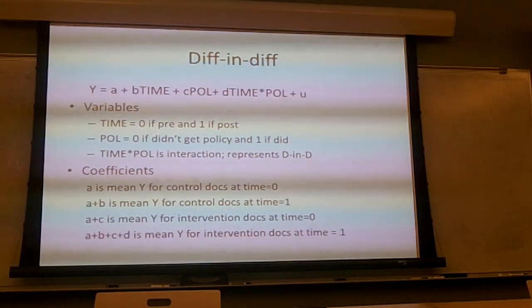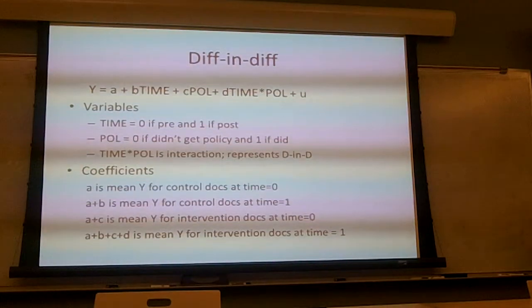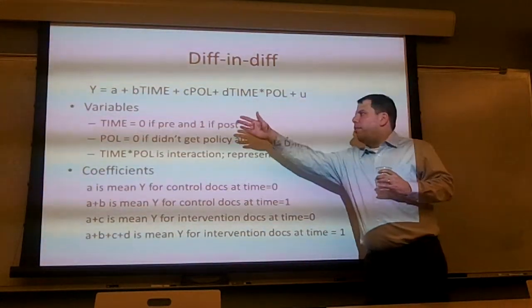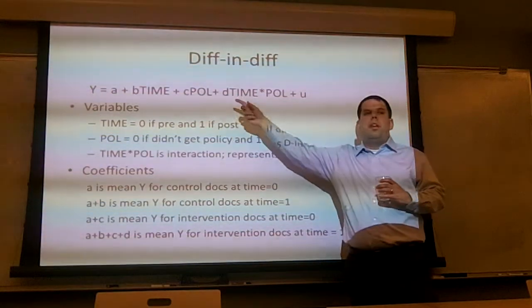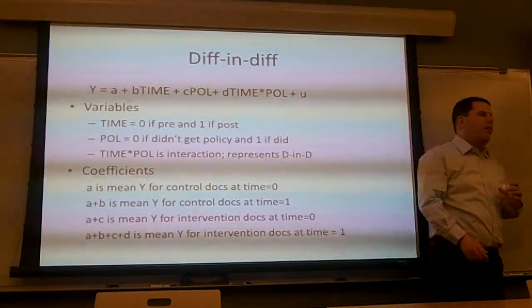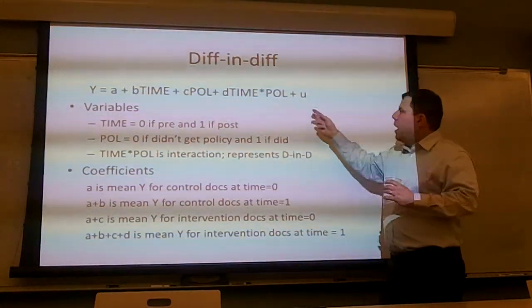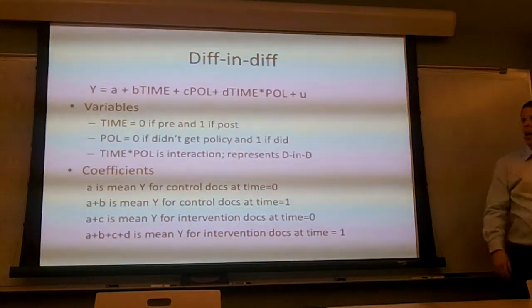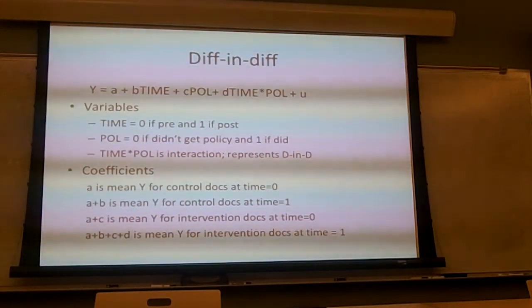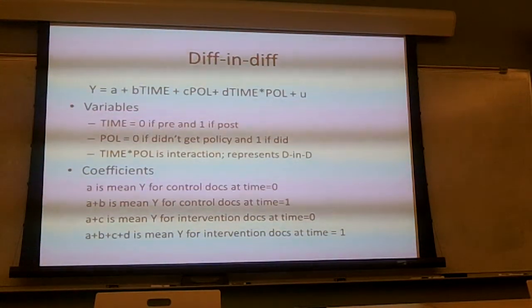So we specify this, again just to be explicit about it, our outcome is some rate of generic prescribing as a function of an intercept, a main effect for time, pre or post, a main effect for whether or not they got the policy, and their interaction. And again, this coefficient D on this interaction is going to be our estimate of the difference in differences. And then we can decompose from this simple thing.